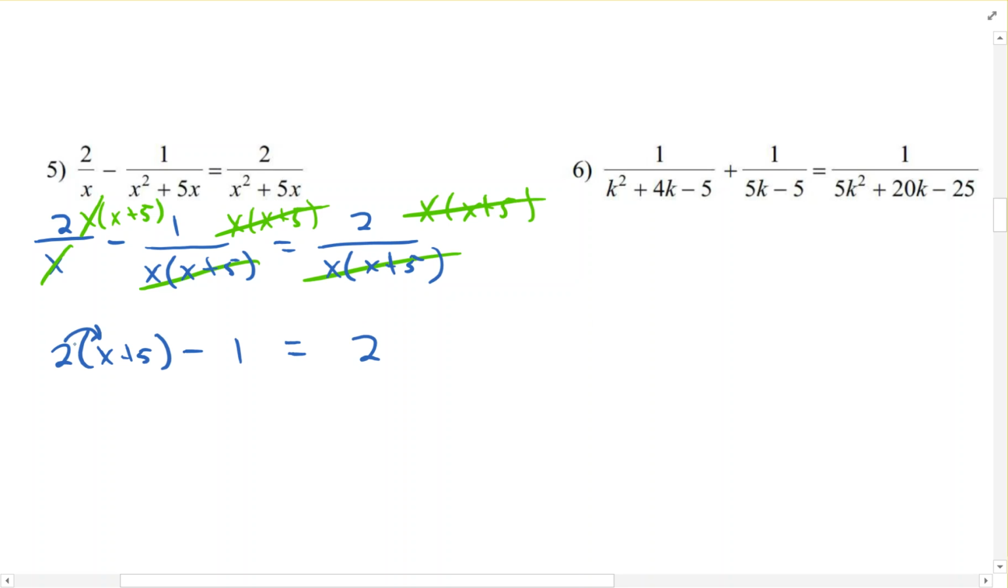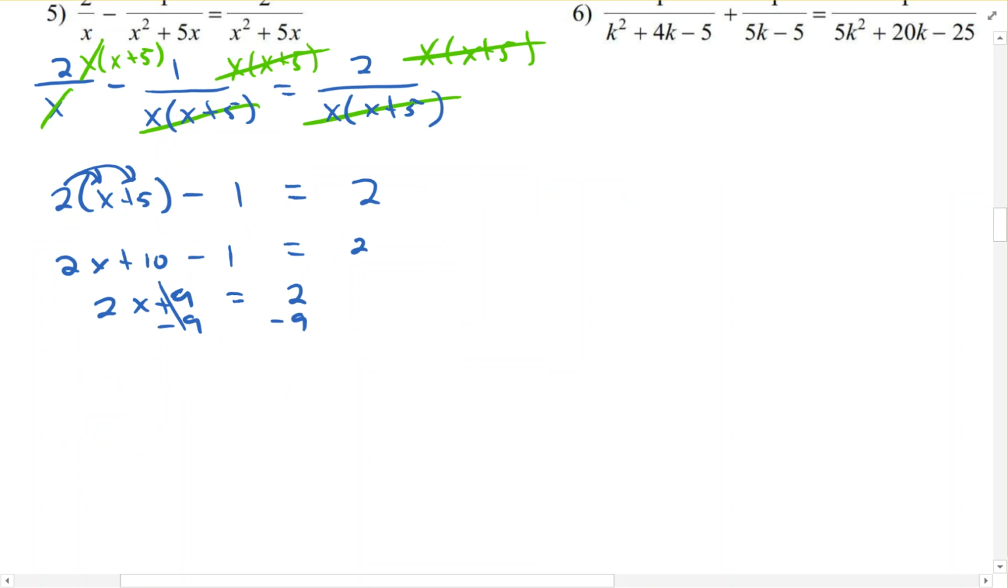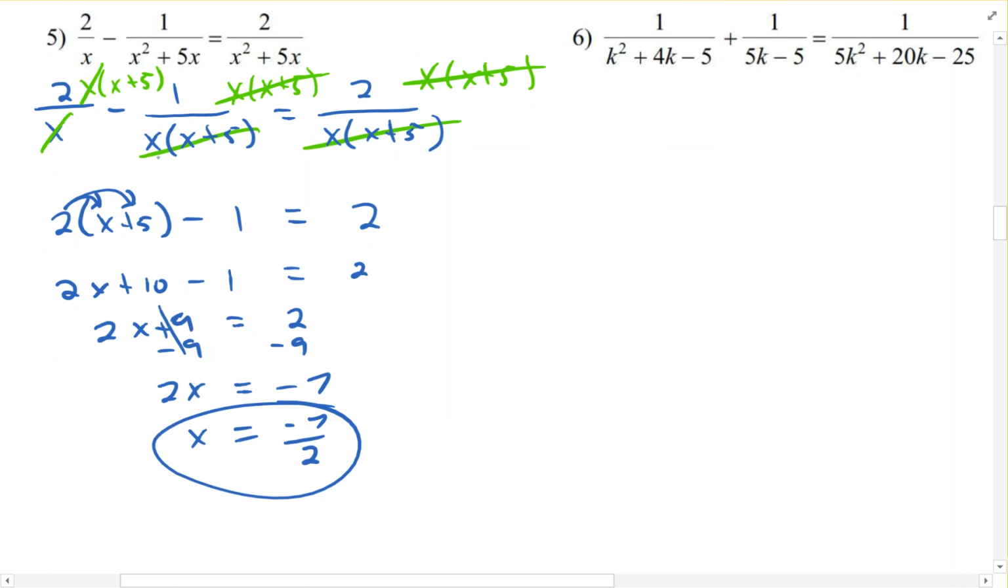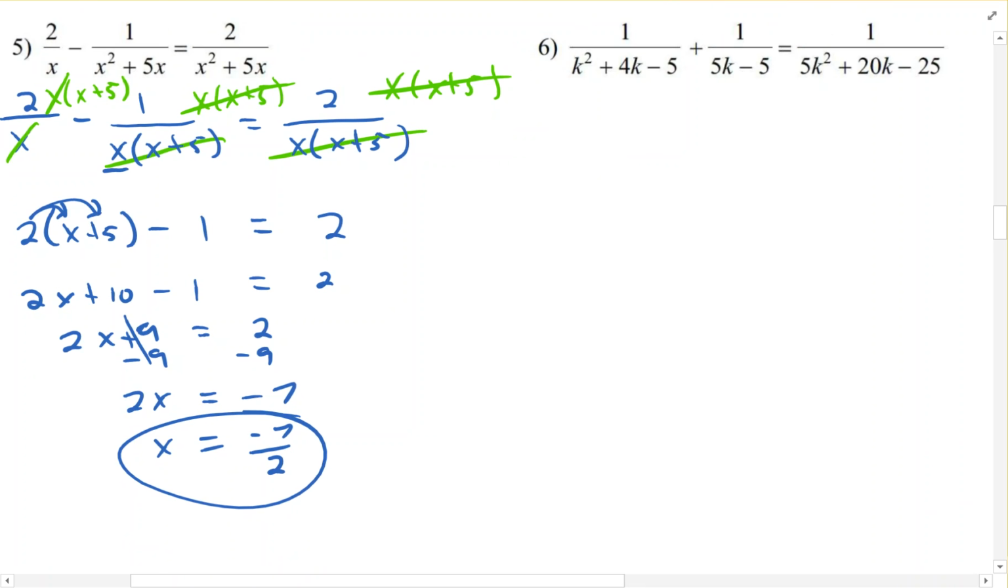I need to distribute the 2 into that, so that's going to be 2x plus 10 minus 1 is equal to 2. So that's 2x, 10 minus 1 is 9, plus 9 is equal to 2. I'm going to subtract 9 from both sides. So I've got 2x is equal to negative 7. So x is equal to negative 7 over 2. Check your non-permissible values. X can't be equal to 0, and it can't be equal to negative 5, so we're good.